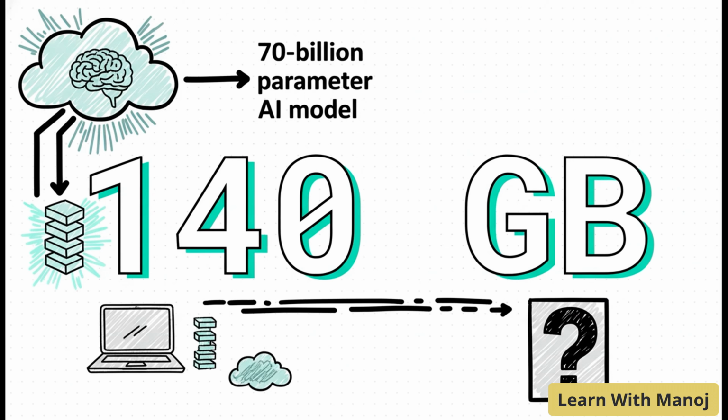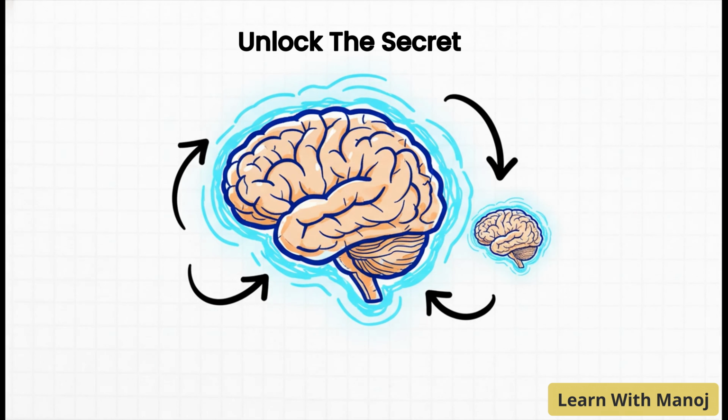Now think about your own laptop. It probably has 16, maybe 32 gigs of RAM? Yeah, it's not even in the same ballpark. So that's the big challenge. But what if the answer isn't get a bigger computer? What if the real goal is to get a smaller model, but, and this is the important part, without trashing its incredible performance? That is the secret we are going to unlock today.